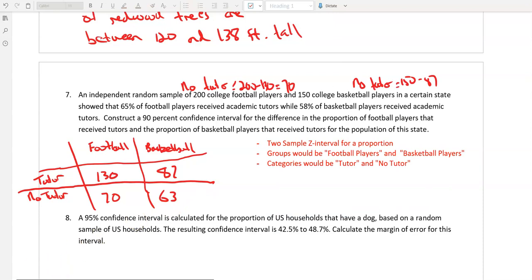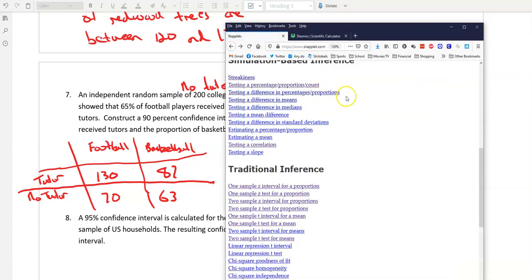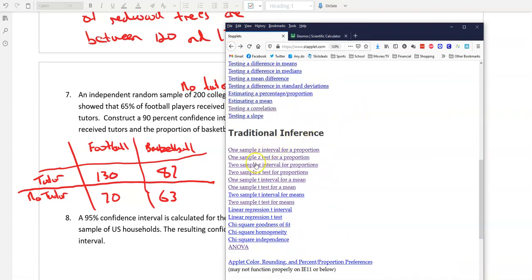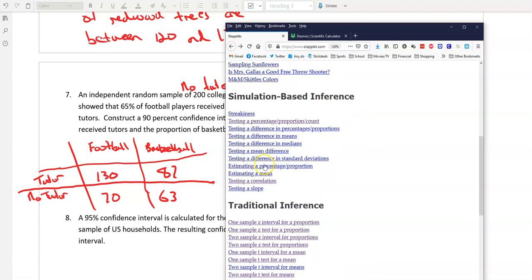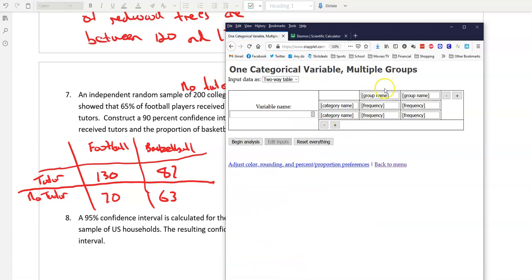So your two groups are football players and basketball players. And your categories would be tutor and no tutor. So let's use that to figure this out here. I'm going to go to Statlet, and I'm going to do a two-sample z-interval for proportions. It's right here in traditional inference down here. Now my group names are football and basketball. And they either have a tutor or no tutor.